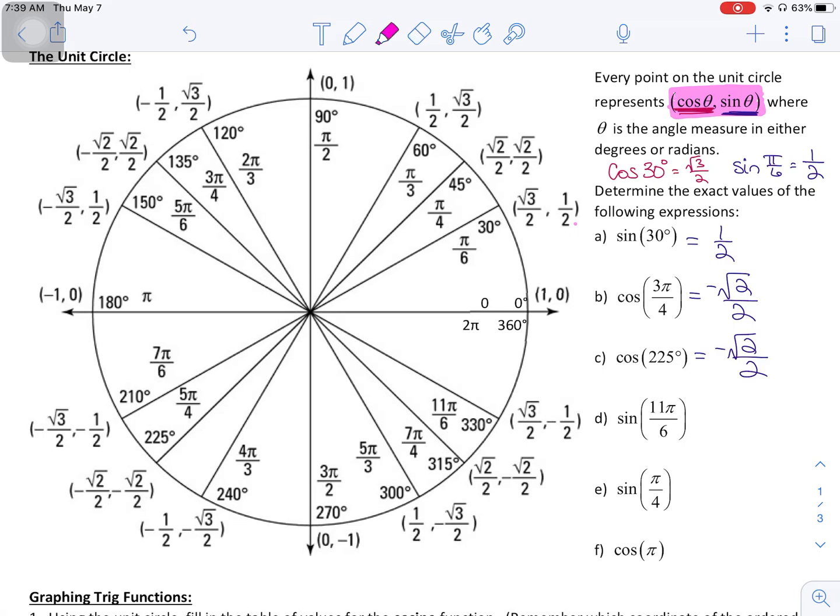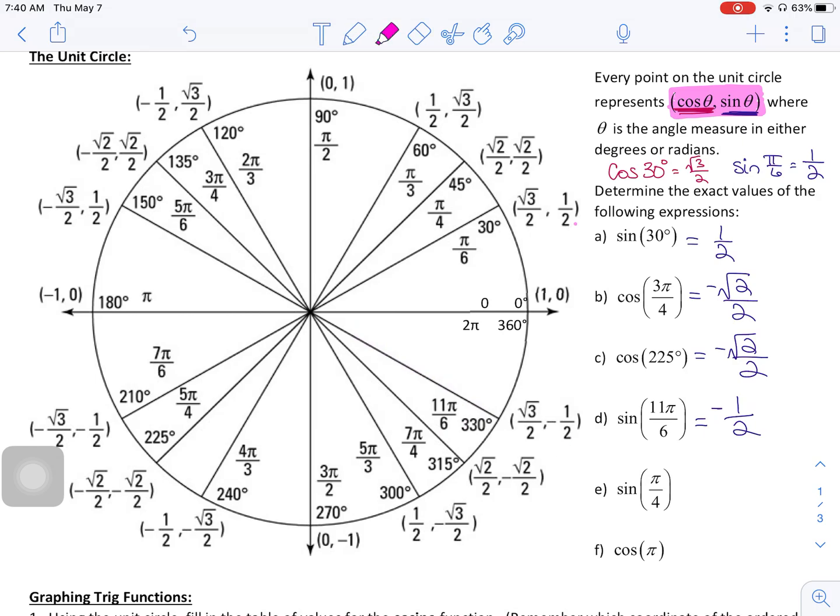Let's see if I can get those other couple ones done. All right, 11 pi over 6. 11 pi over 6 is right down here on my unit circle. So here's my 11 pi over 6. It's this line. And I'm looking for sine this time, so sine is the y value. And that would tell me that sine of 11 pi over 6 is negative 1/2. Okay. Delete out those highlighters.